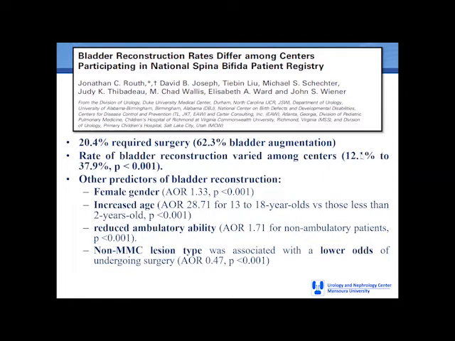They also found that some other non-clinical factors may contribute to the decision-making for surgery, like gender. With increased age, you would expect to see higher rates of surgery because the patients become more interested in achieving dryness, or because the bladder dynamics deteriorate over time. And they found that patients who have reduced ambulatory ability were more likely to require surgery.